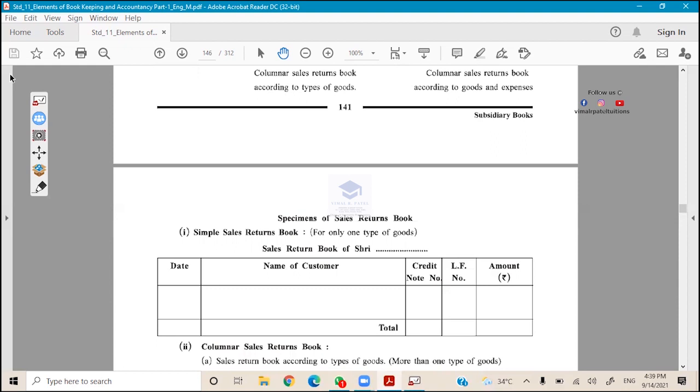So in purchase book, name of supplier and inward invoice number: the goods which are coming in, for that bill is prepared, that is called inward invoice. The goods which we are selling to the customer, for that we will issue outward invoice number. Then purchase return, debit note number, and sales return, credit note number.